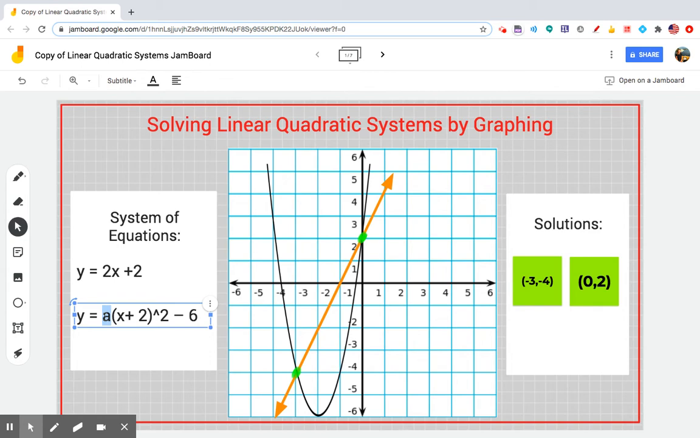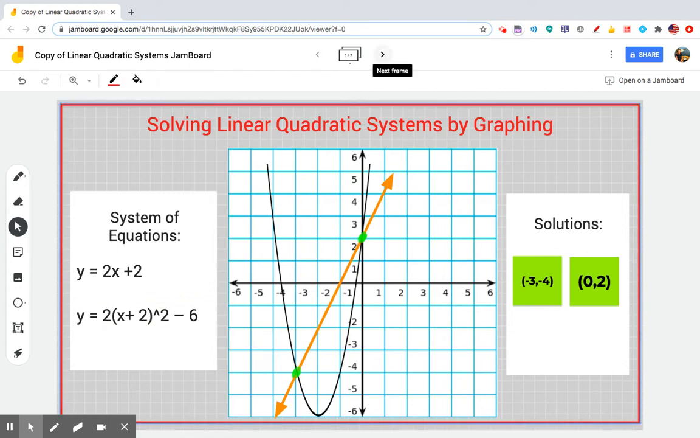Now a is the leading coefficient. When I look at my vertex, the parent function is always from my vertex over 1 unit and up 1 unit, if the leading coefficient is 1. But it's not 1, because look, I go over 1 unit and you can see I've stretched it twice as high. So my leading coefficient is +2.